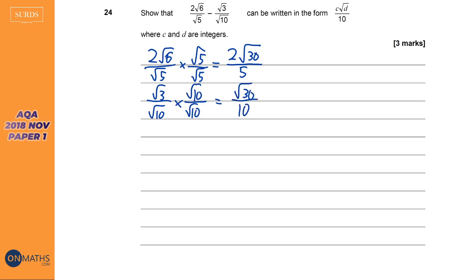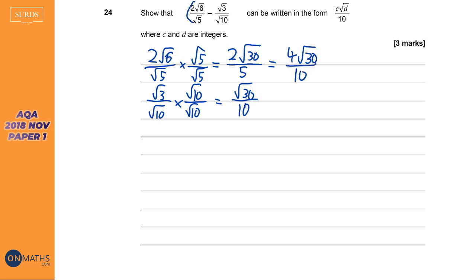Okay, we can see that the denominator of the second fraction is 10, but if you have a look at the first fraction, it's 5. So what I'm going to do is times top and bottom of this fraction by 2 to get the denominators the same. So that's going to be 4 root 30 over 10.